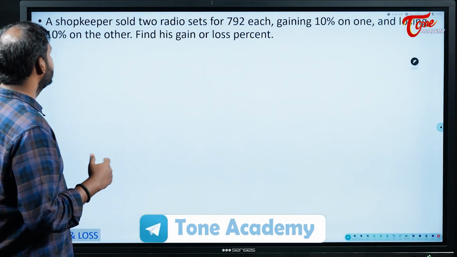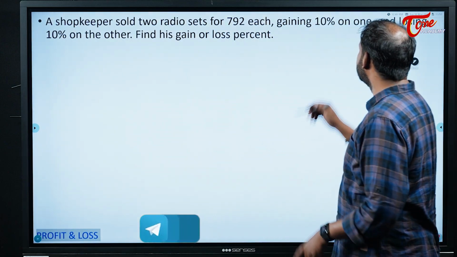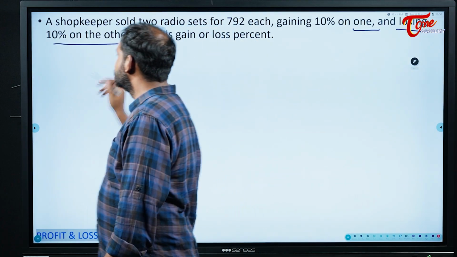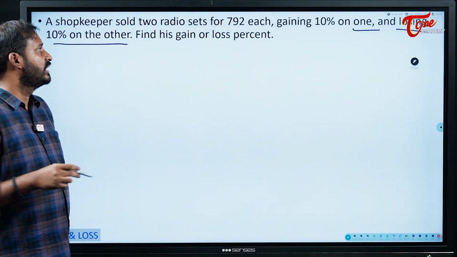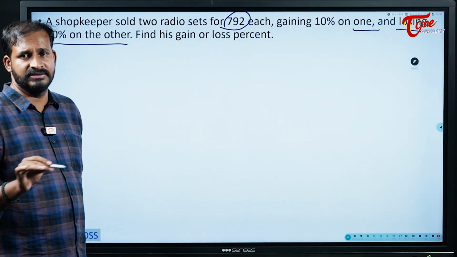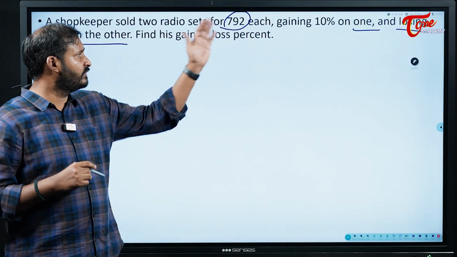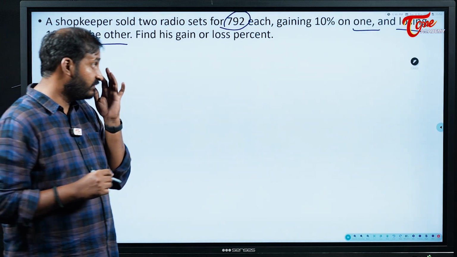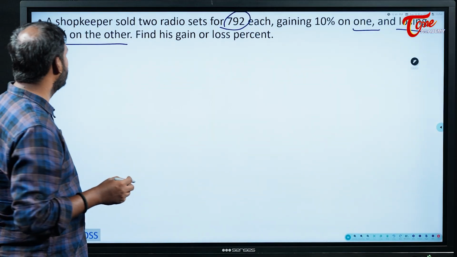A shopkeeper sold two radio sets for 792 each, gaining 10% on one and losing 10% on the other. Then find his gain or loss percentage. Now students, in this type of questions, this number is just to confuse you. There is no need of that number. Without the help of that number itself, we are going to solve the problem. On one he gained 10% and on the other he lost 10%, right?